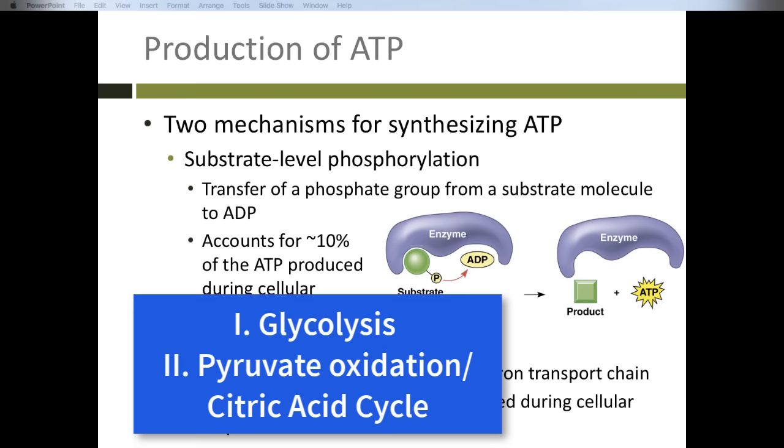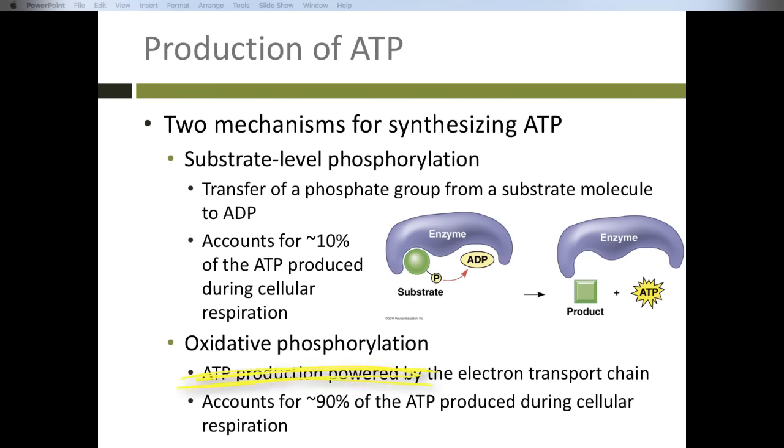the citric acid cycle. Oxidative phosphorylation is the last phase of cellular respiration and utilizes the electron transport chain to create potential energy in a gradient, which can then be harvested to make ATP. This is much more efficient and makes much more ATP than substrate level phosphorylation. 90% of the ATP produced during cellular respiration is made in that third phase.